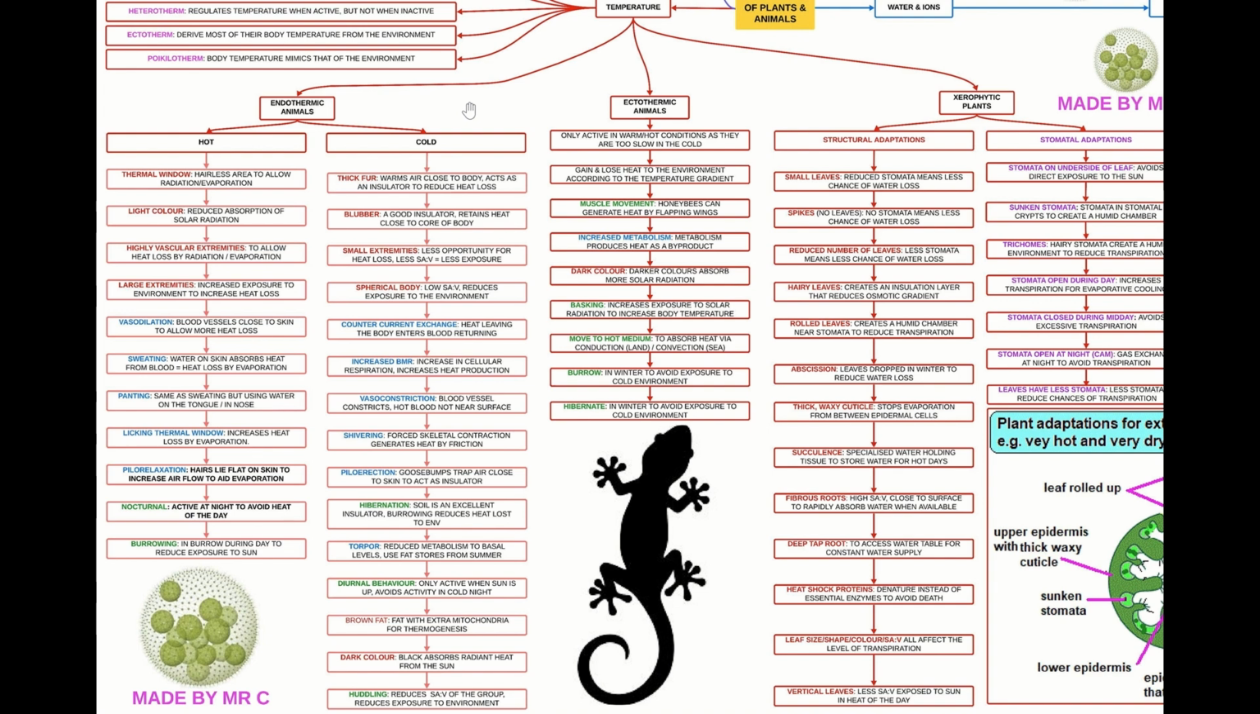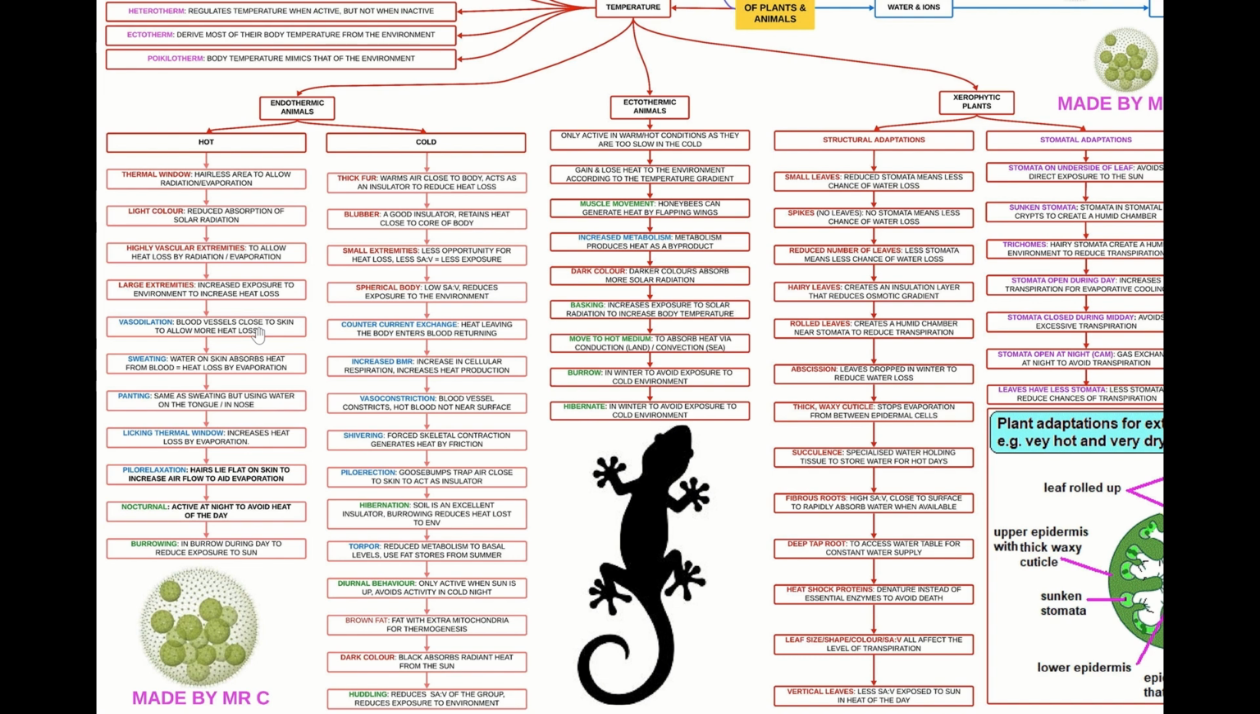Then we come down to endothermic animals in both hot conditions and cold conditions. In hot conditions, we have structural, physiological, and behavioral adaptations. A thermal window is a hairless area that allows radiation or evaporation. Kangaroos have thermal windows on their forearms.